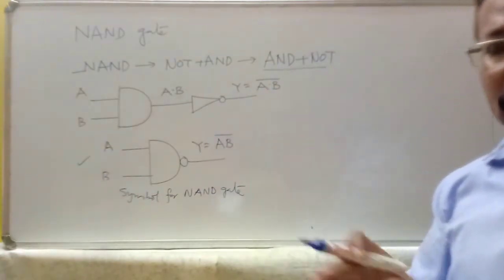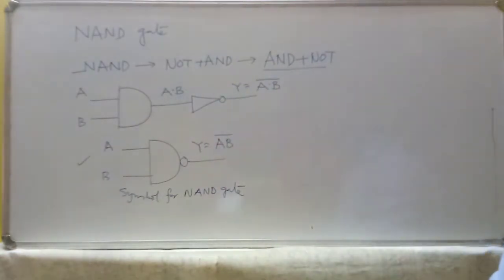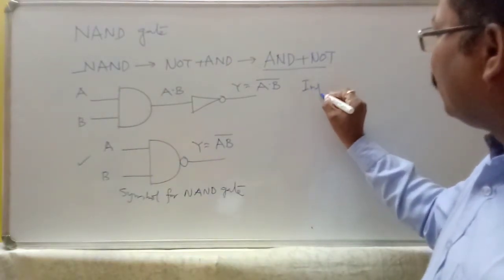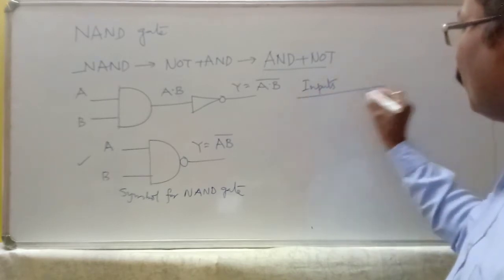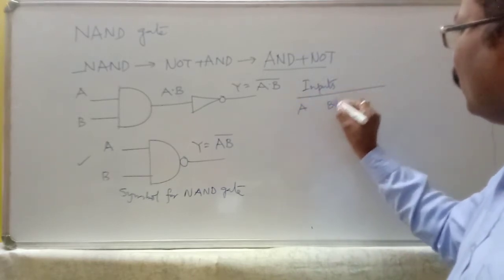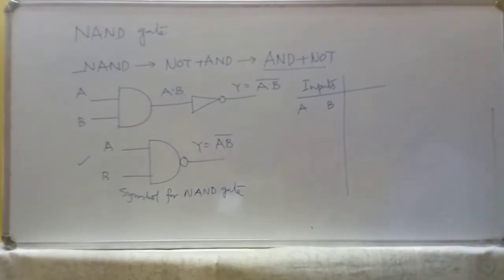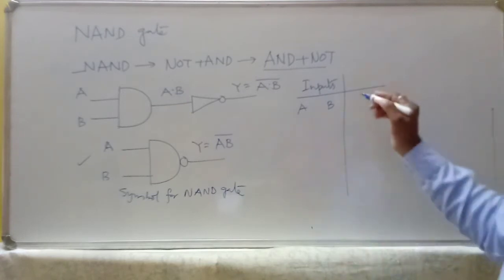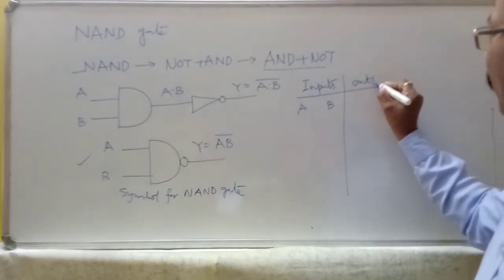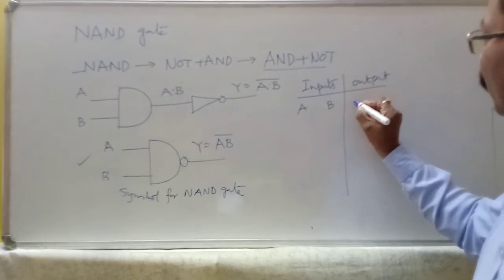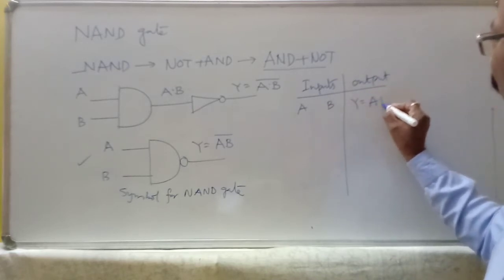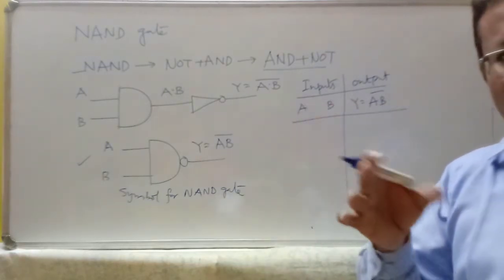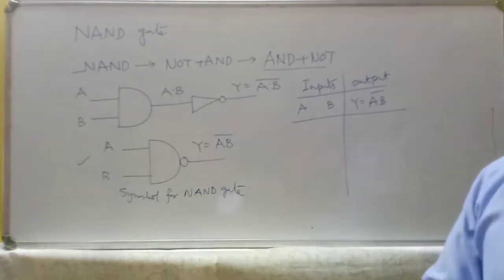Now we are coming to discuss the behavior of this NAND gate. Here, what are the inputs? A and B are the inputs. Here, what is the output? AB bar is the output. Output Y is equal to AB complement, AB bar. NAND gate is the inversion of AND gate. It is the complement of AND gate.